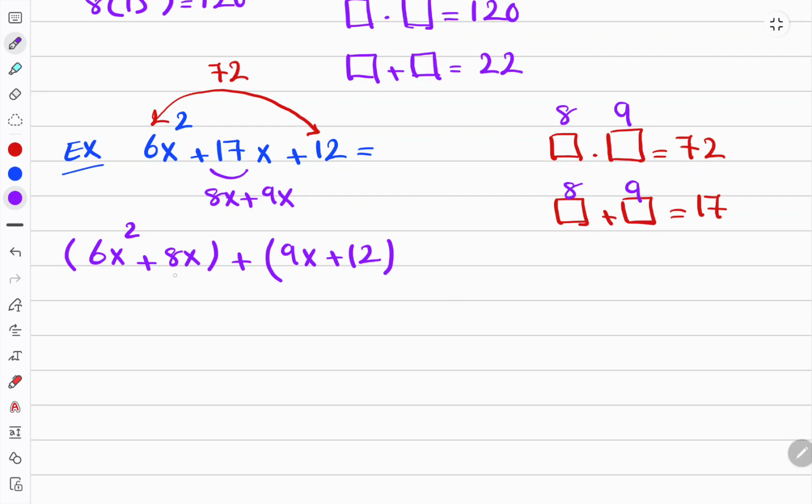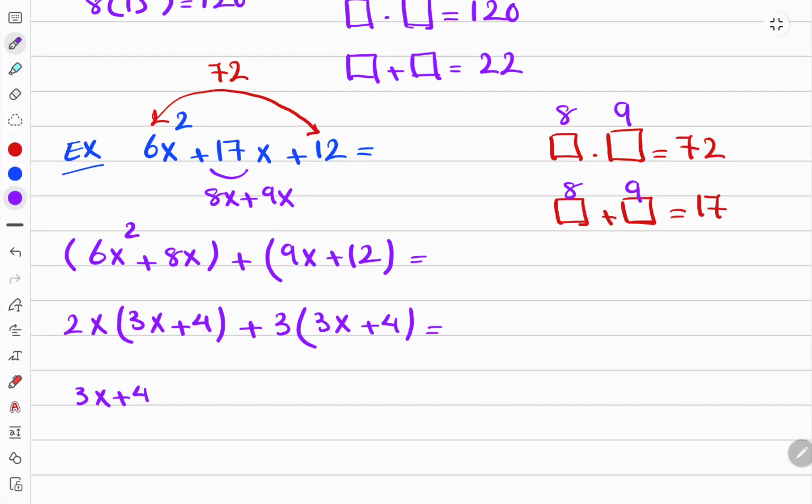For the first group, I'm gonna factor out 2x. So the remaining part is 3x plus 4. And for the second expression, we can factor out 3. So we have 3x plus 4. And 3x plus 4 is a common factor. So we are left with 2x plus 3, and this is the final answer of factoring this quadratic expression.